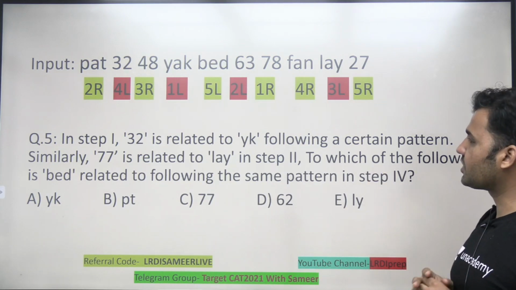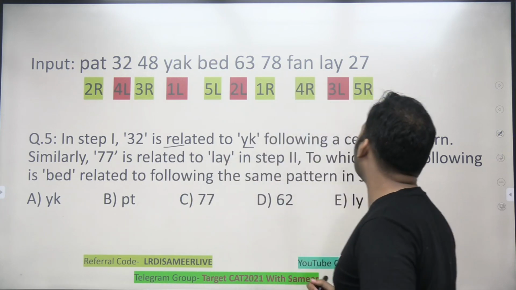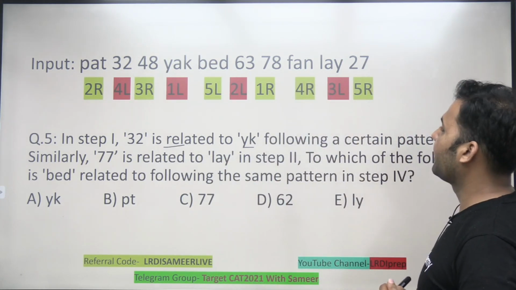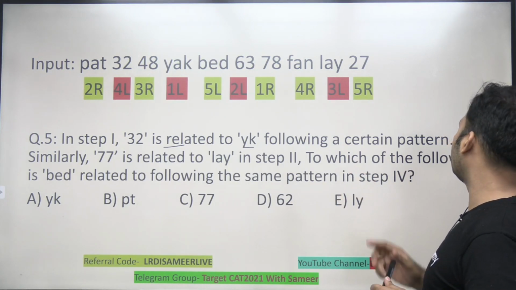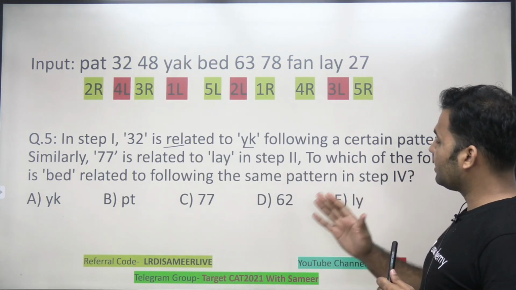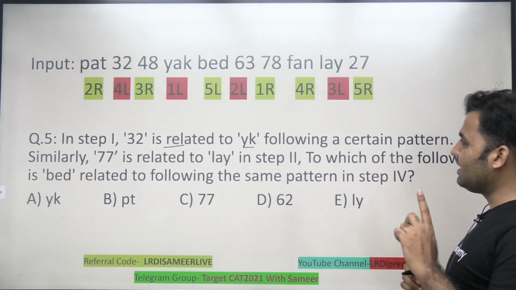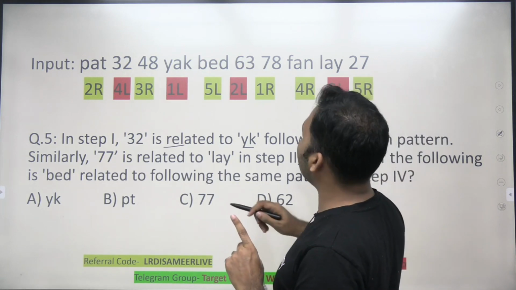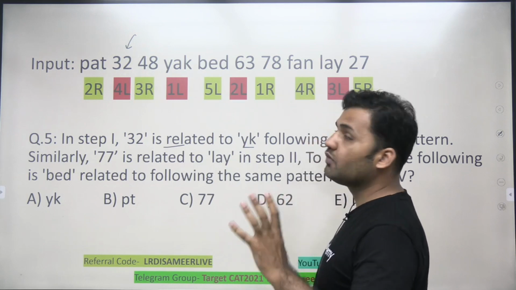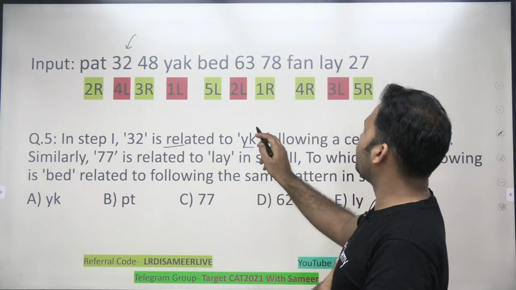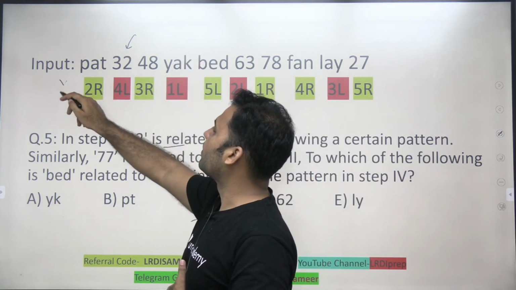You see that the last question here, question number 5: in step 1, 32 is related to YK following a certain pattern. Okay. Similarly, 77 is related to LAY in step 2. To which of the following is bed related following the same pattern in step 4? Okay. Now see that in step 1, if you look at the element 32, 32 will not be positioned, right? 32 will not be ranked. Related to YK is ranked as 1L, so it will be positioned over here.